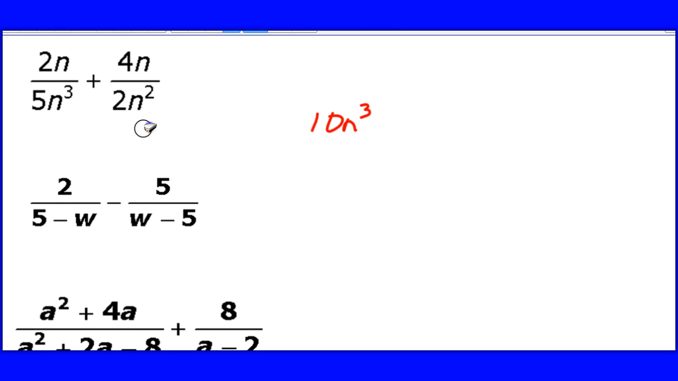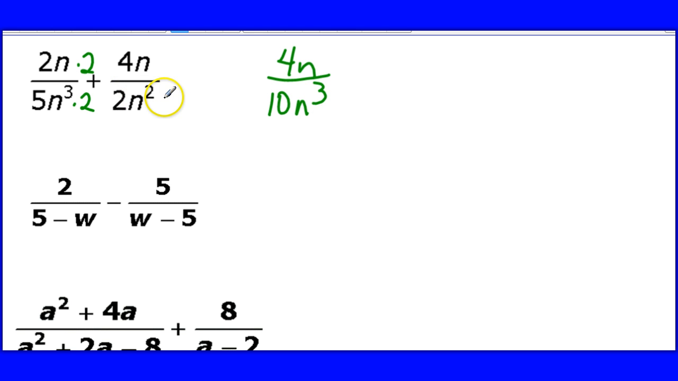Now, what I need to do is go back and figure out what I need to multiply by in order to make that happen. So in this case, I'm going to need to multiply by a 2 to turn that into a 10n cubed, which means I have to multiply the top by 2. So that's going to give me 4n over 10n cubed. And what I need to multiply this one by to turn it into that, I'm going to say a 5n, which means I have to multiply the top by a 5n. So that is going to give me plus 20n squared over 10n cubed.